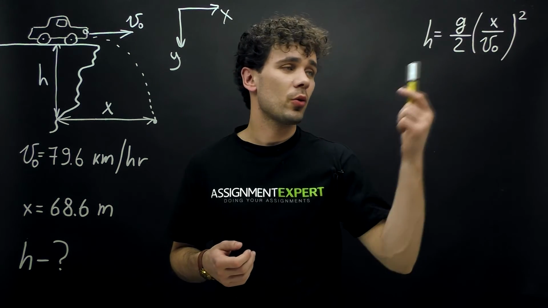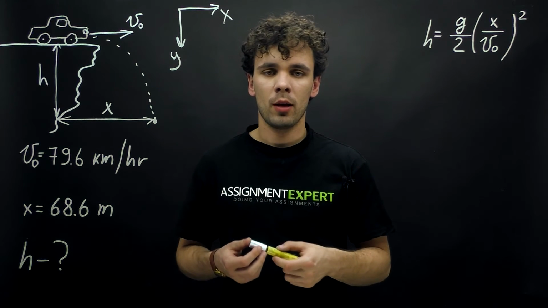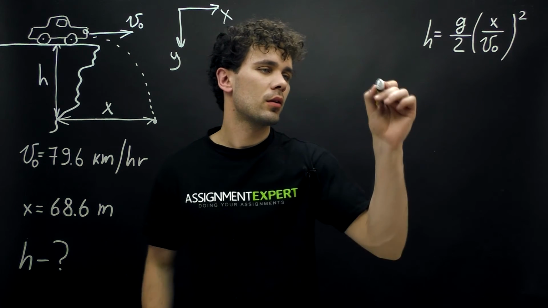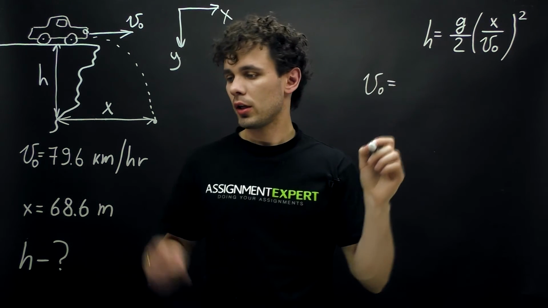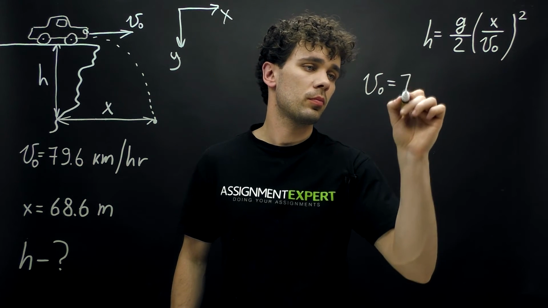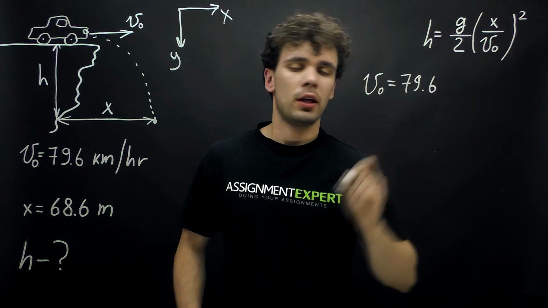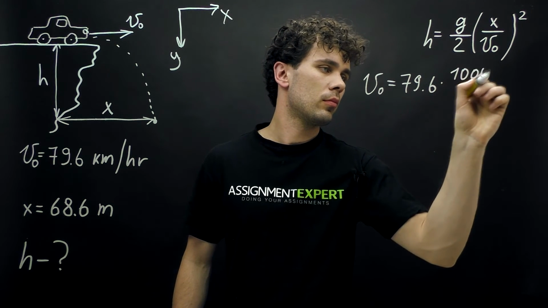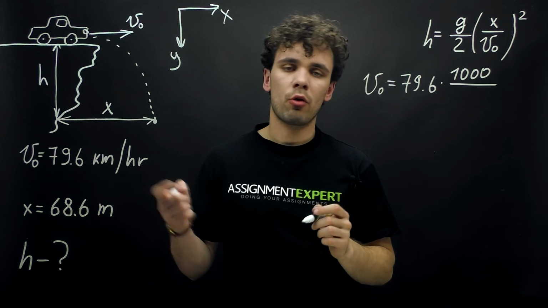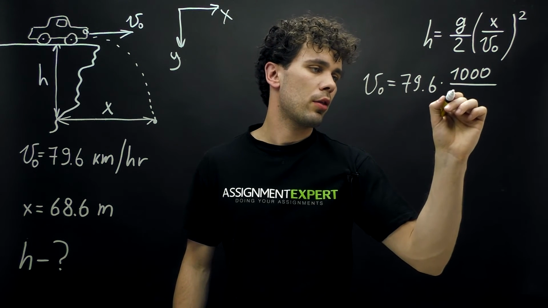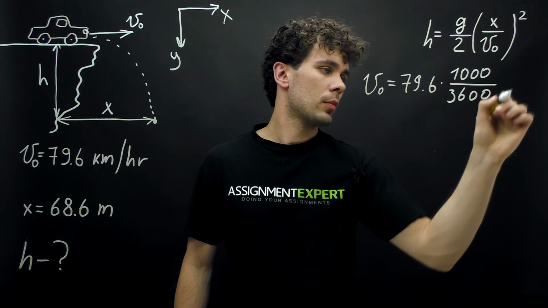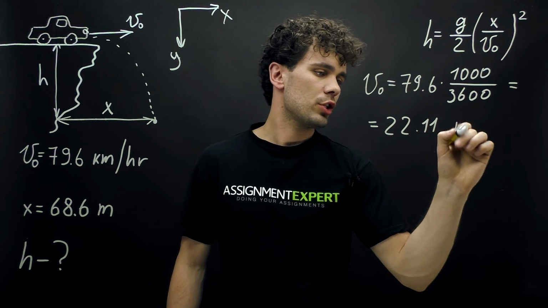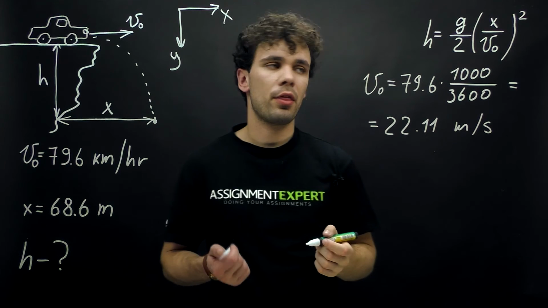Alright guys, so here we have our formula for the height. But before we start, we need to change the units of the speed to meters per second. So v0 equals 79.6. And to change kilometers to meters, we need to multiply this by 1000. And to go from hours to seconds, we need to divide this by 3600. And as a result, we get 22.11 meters per second.